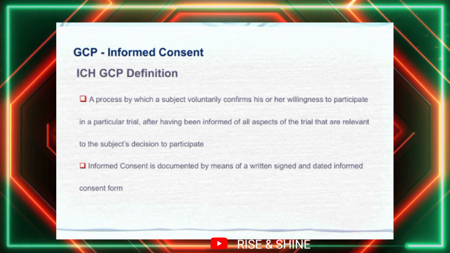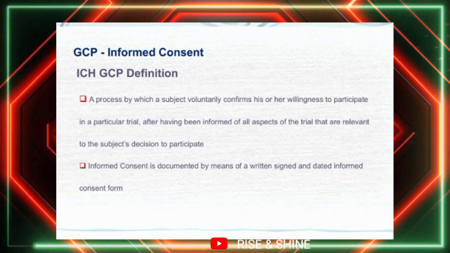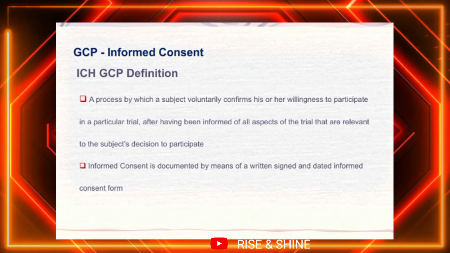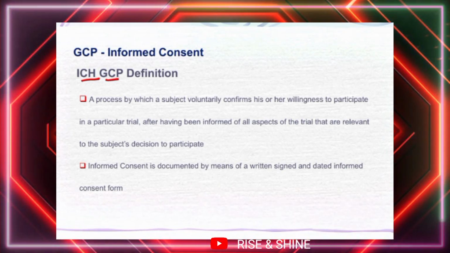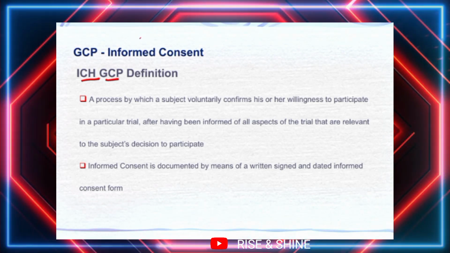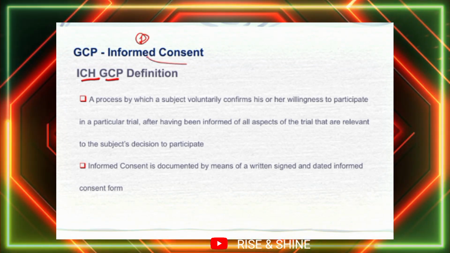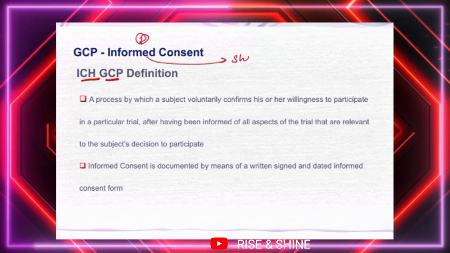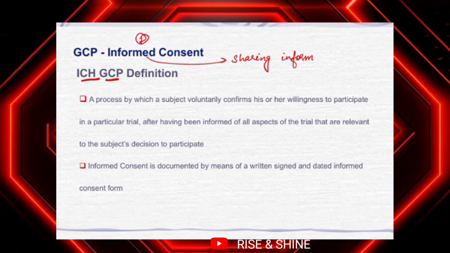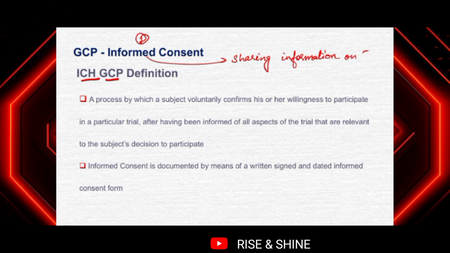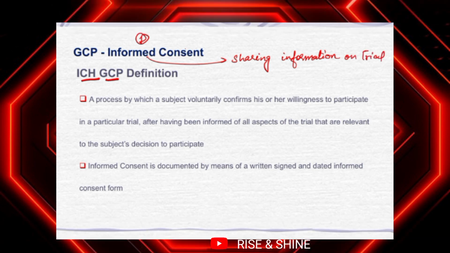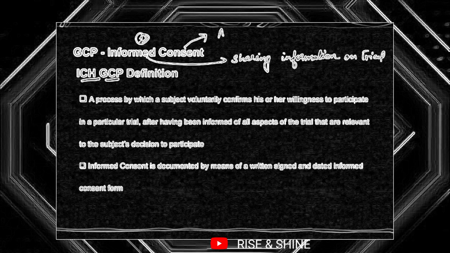What is informed consent form, and what is its importance in the whole clinical trial process? If you look at the ICH-GCP definition, informed consent form has two parts. First is informed, basically sharing information on the trial. That's why it is known as informed. We are informing. The second part is consent, which means agreement. So that's the reason it is known as an informed consent form.